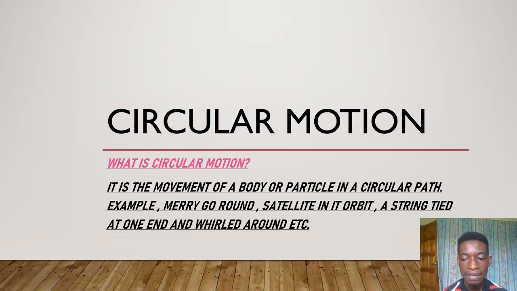So now, a typical example is a merry-go-round. I think we've all seen a merry-go-round before. The motion of a merry-go-round is circular motion, and also a satellite in its orbit. You understand? When satellites orbit around Earth, they are undergoing circular motion. Also, when a string is tied at one end and wheeled around, that too is circular motion. So now let's look at a practical example of circular motion.